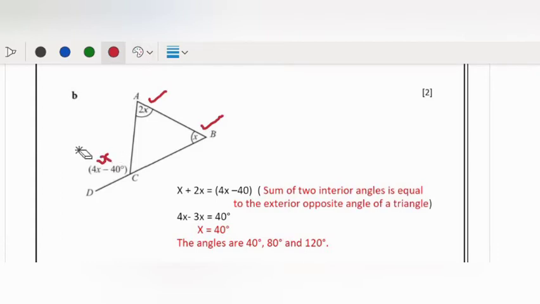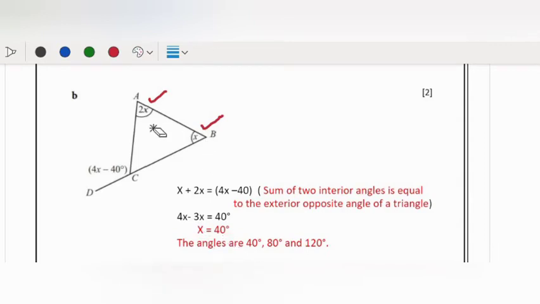So I can add this, that is x plus 2x. I am adding these two interior angles and saying that is equal to 4x minus 40. So I take the like terms, all the x terms to one side, you get 4x minus 3x, that is x is equal to 40 degree.